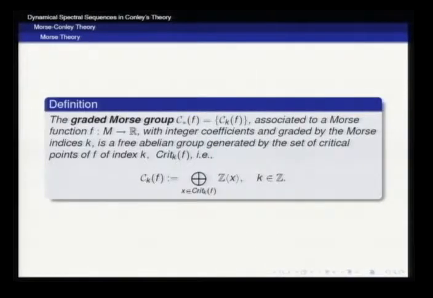Okay, so the graded Morse group is associated to a Morse function with integer coefficients. So here we'll be working with integer coefficients, and graded by the Morse indices k. It's a free abelian group generated by the set of all critical points of f of index k. So you can also see this as a Z module, and it's just the sum of all these spaces here. Okay, so these are the sets we'll be working with.